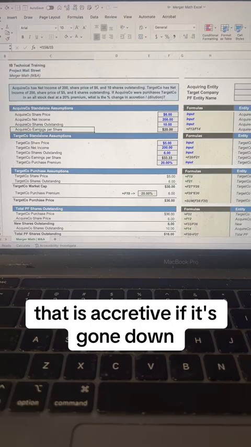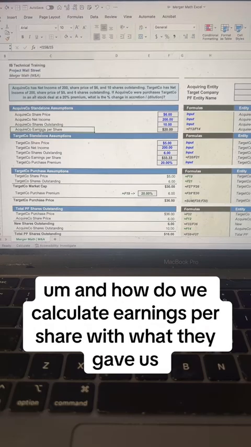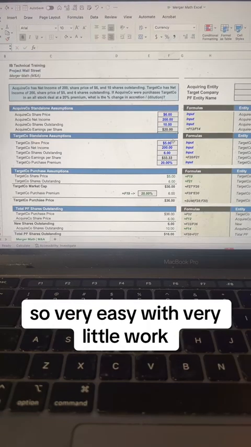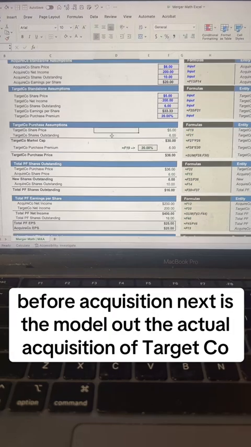If it's gone down, that's dilutive. Earnings per share, you want more earnings per share. And how do we calculate earnings per share with what they gave us? Super easy. You just take net income divided by shares outstanding. So very easy with very little work, we were able to figure out our earnings per share for our standalone Acquire Co. before acquisition. Next is to model out the actual acquisition of Target Co.